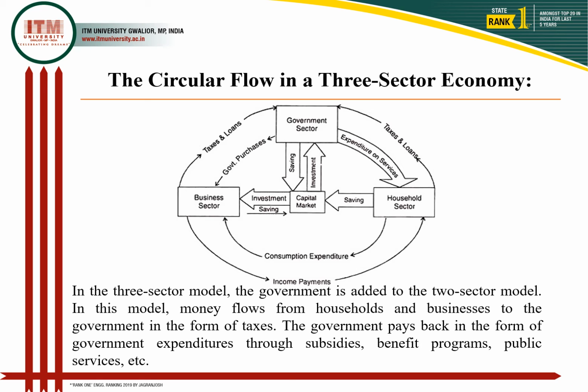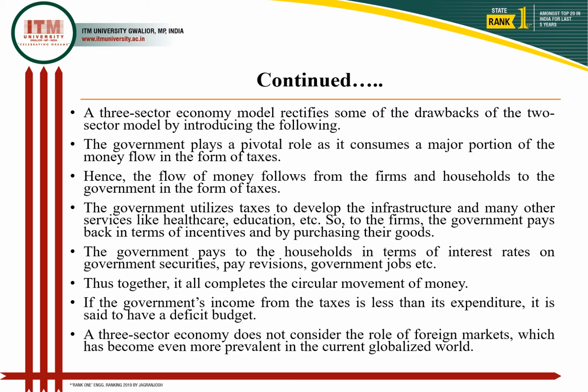So the question is, what is the role of the government sector in the economy? We can summarize that the government collects taxes from households and firms. Government makes transfer payments to the households and provides subsidies to the firms. Government also makes payments for the purchase of goods and services from the firms, and saves and borrows money with the help of the financial market. So this is a complete movement.